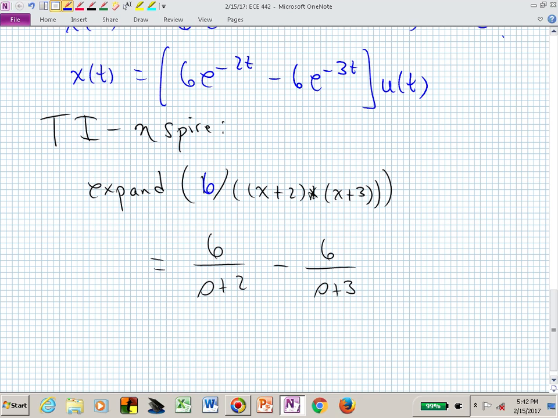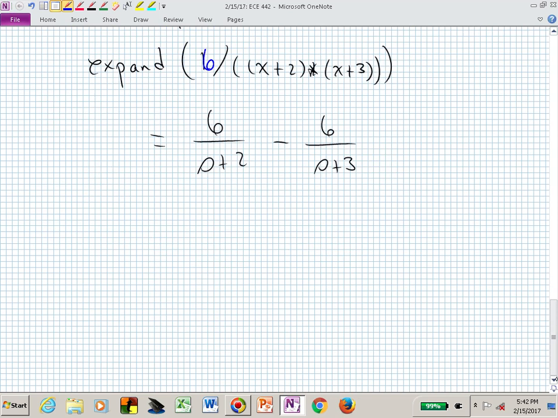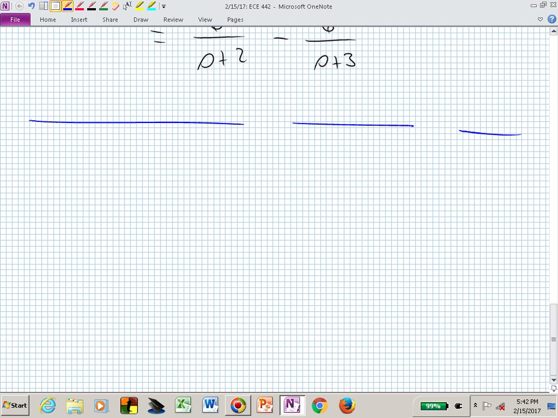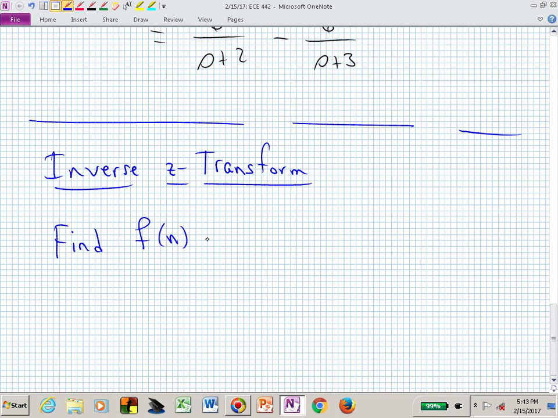Any other questions? With that background, that's now connecting us to where we have been. Now we're ready to move forward. Let's do an inverse Z transform. And in this case, let's find little f of n.